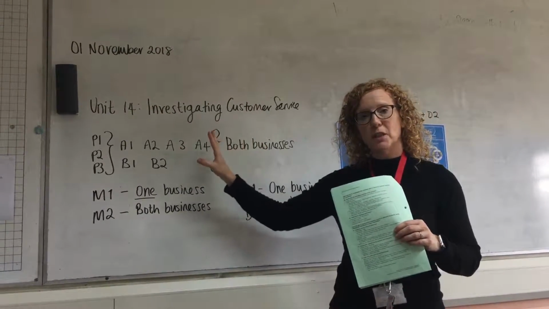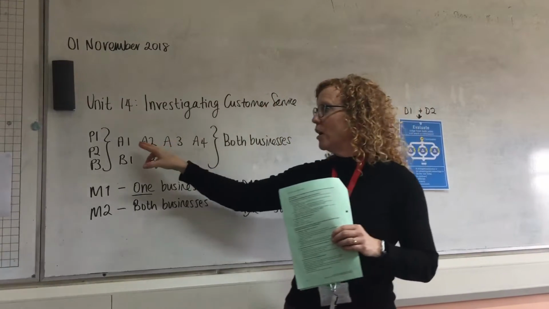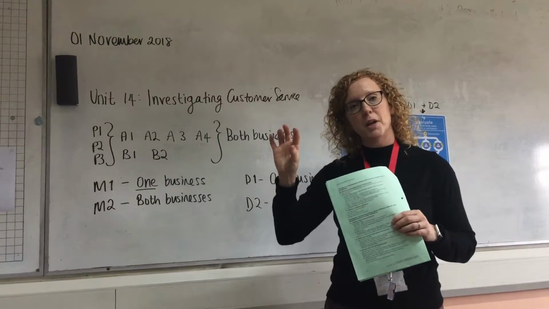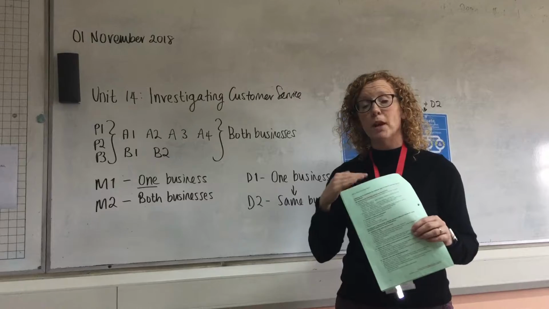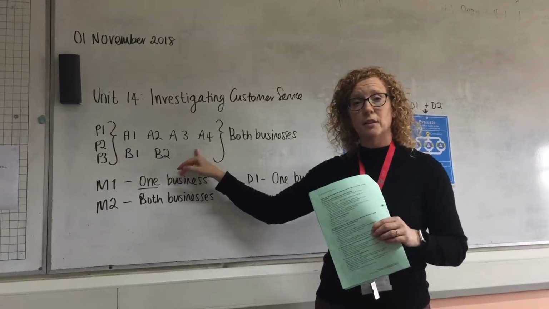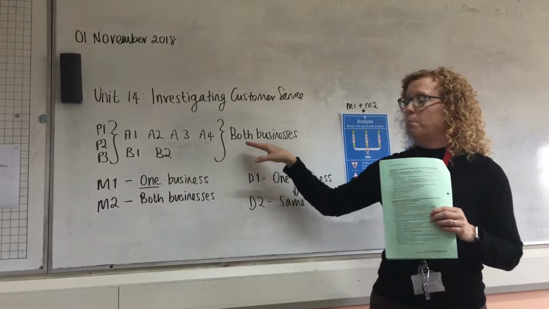You've got to do it for 2 businesses, so you have to repeat. I don't mind how you do it, whether you cover one thing for both companies or whether you do one company for all of these and then repeat it. You've got to make sure that you're repeating, please, and that you've got everything at the end. You tick it off. Okay. So that's for both businesses.